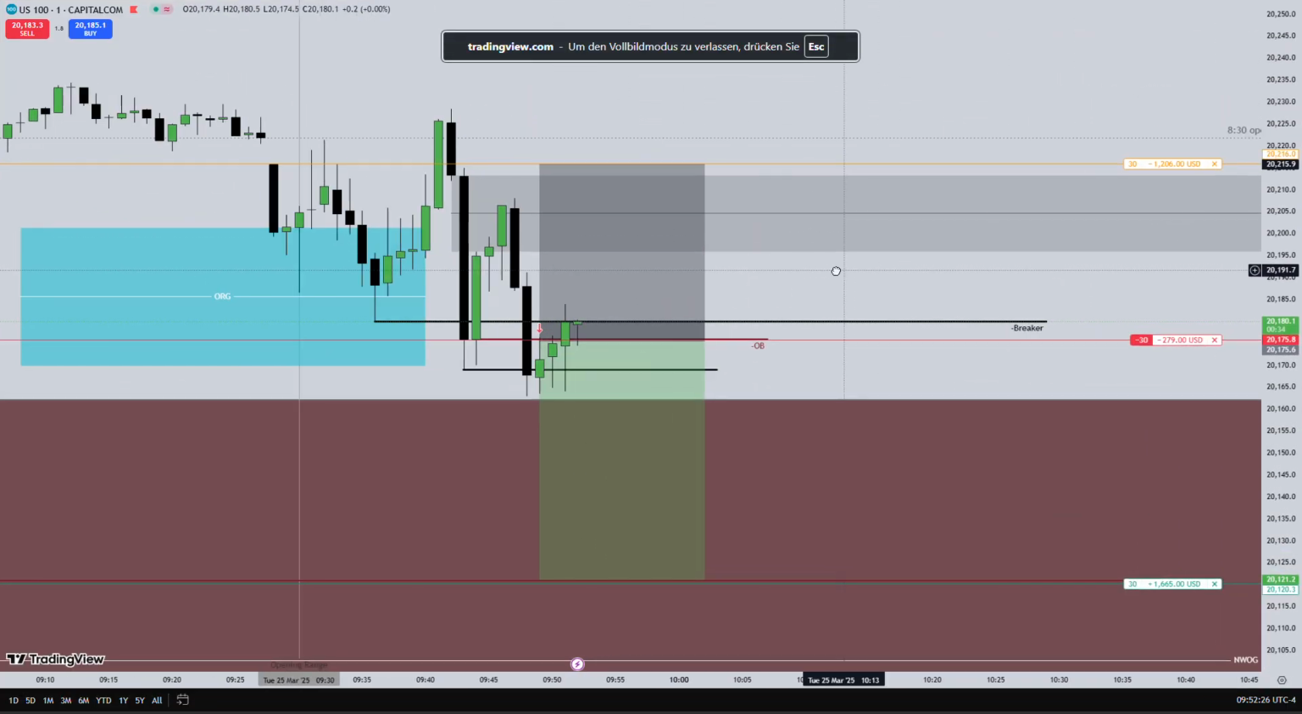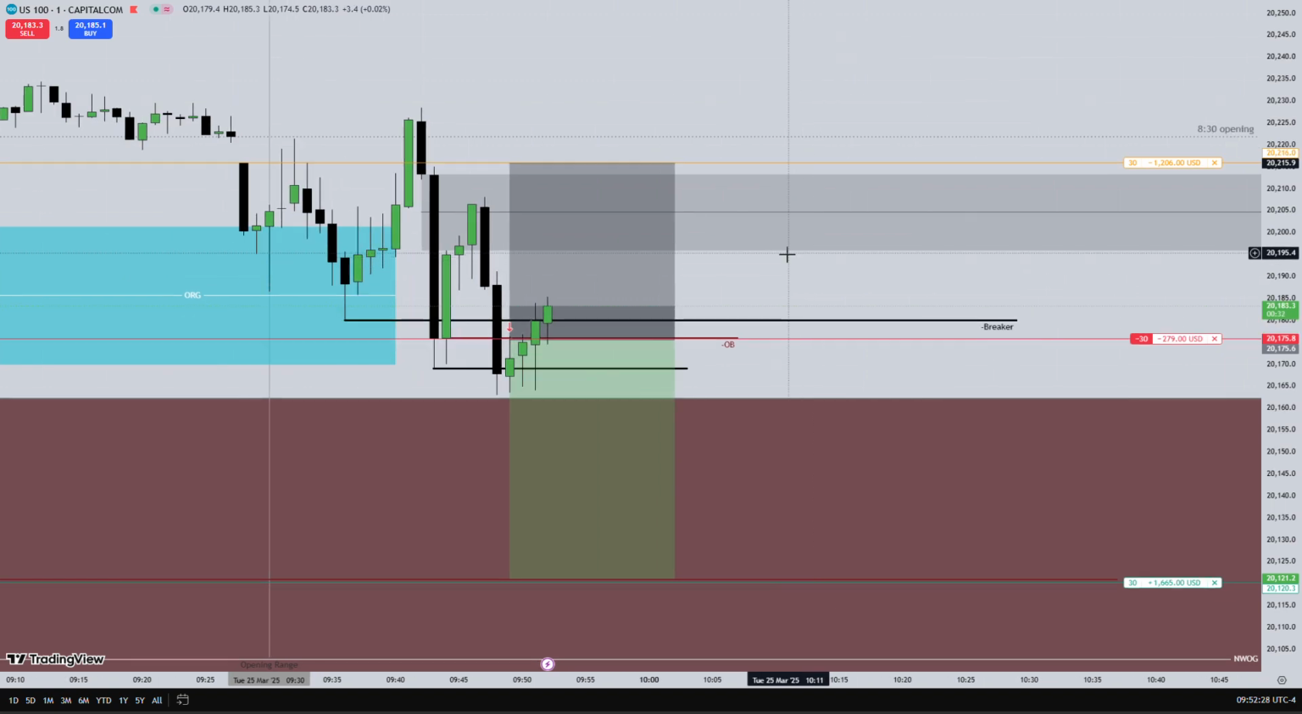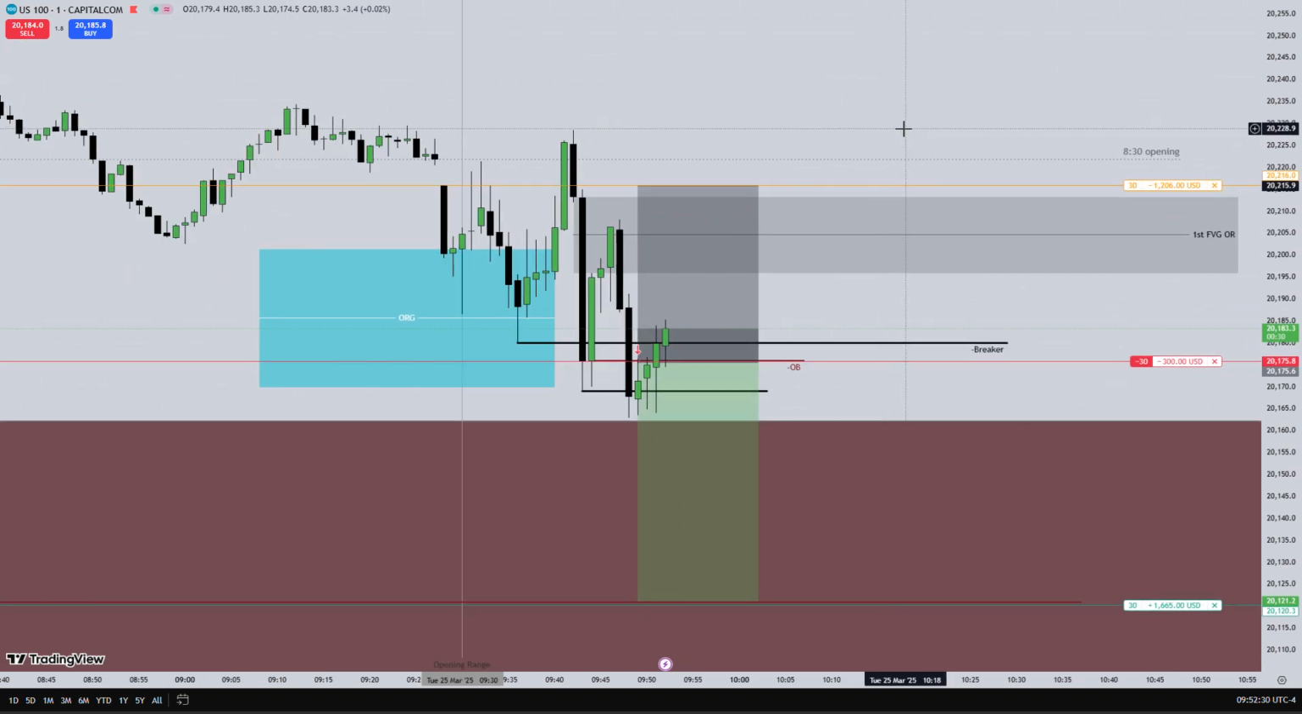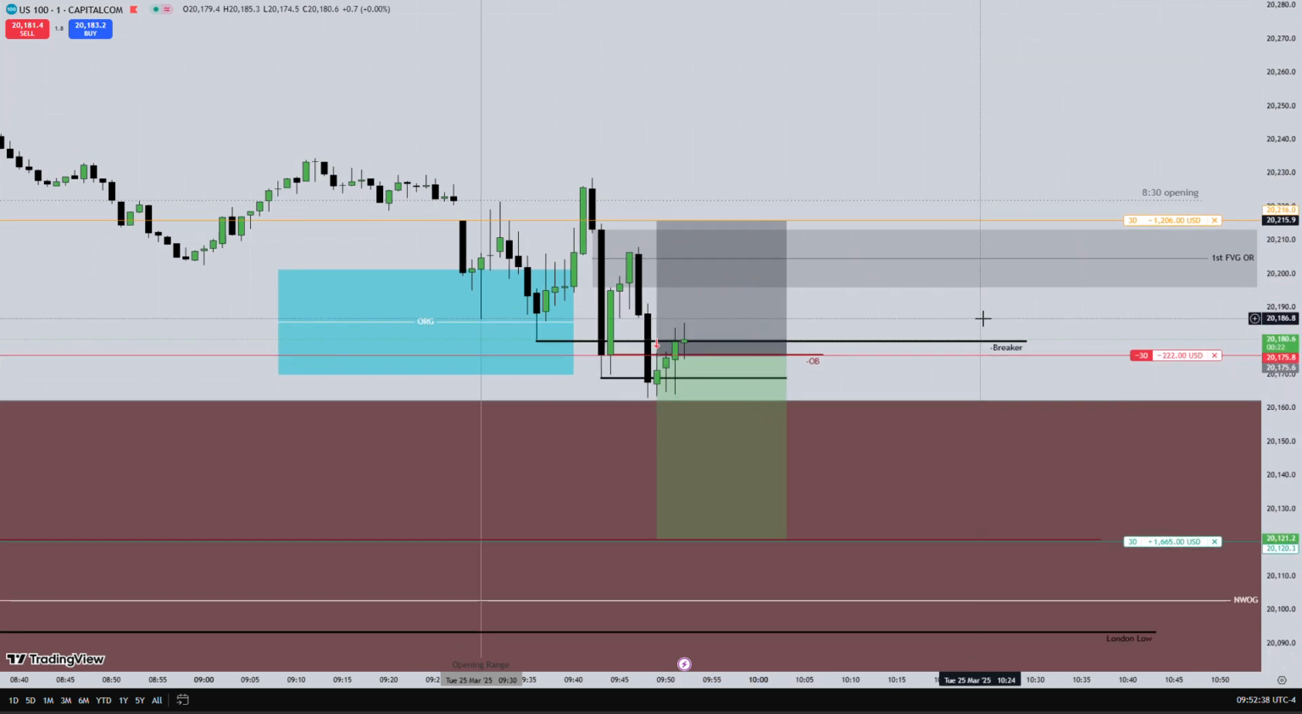Okay, and at this point, what we got here? Okay, price is starting to trade higher. You have to wait and see what price is gonna do. All right. There's the first percent fair value gap. We can see this swing high. So this is a sweep of liquidity. This is a stop hunt. Price has taken out this high again, right here, and traded above the 8:30 opening.